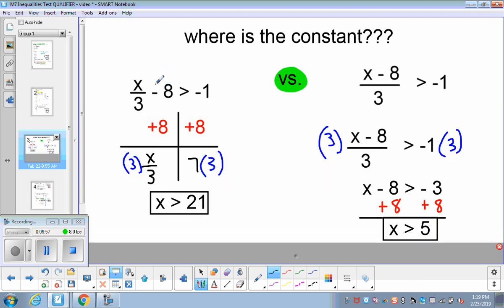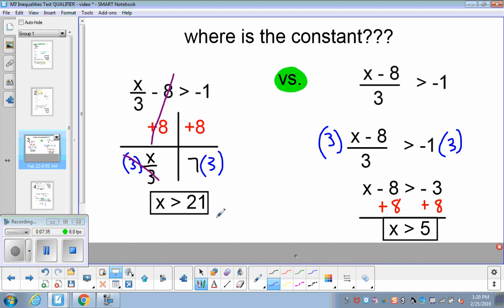So over here, when it's its own separate term, the first thing you're going to do is just do the opposite. If we have minus 8, we're going to add 8 to both sides for this to cancel out. Now the constant is 0, and we have x divided by 3 left over. On this side, negative 1 plus 8 is positive 7. Now to get rid of the denominator, we're going to multiply both sides by 3, and it's going to cancel out over here. We did not multiply or divide by a negative, so I'm not flipping the symbol. And 7 times 3 is 21. So x has to be greater than 21.